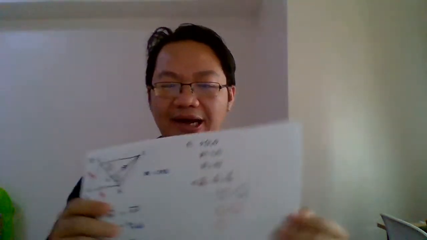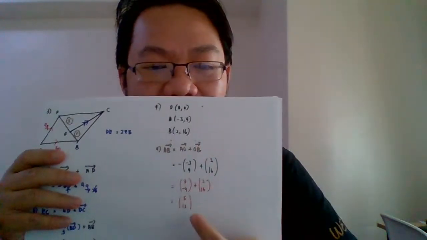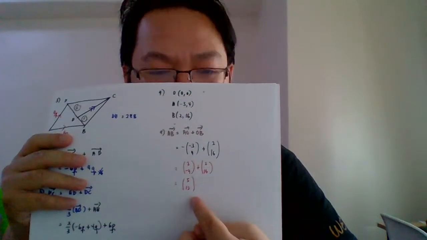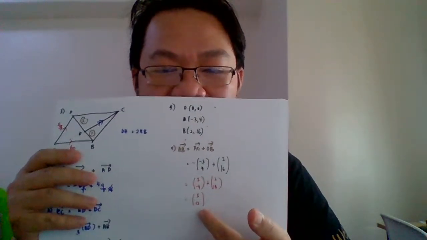So how much is the answer here? Okay, negative 3 becomes positive 3, negative 4 plus 2, 16. So the final answer is 5, 12. This is our vector AB. 5, 12. If you don't like this, we can use the second way. What is it? Vector form. Vector form is very easy. Once you get the answer like this, just convert to the vector form. It actually equals 5i plus 12j.